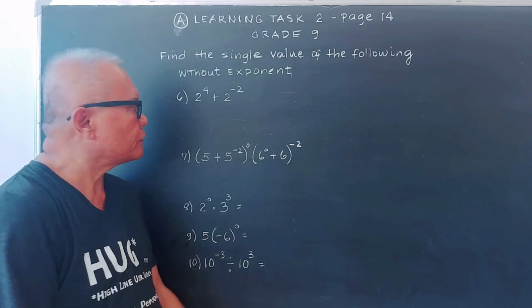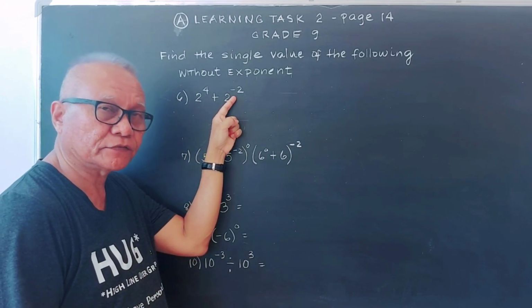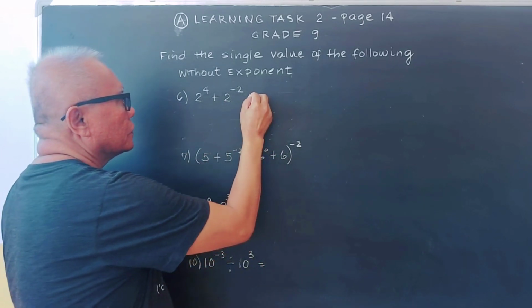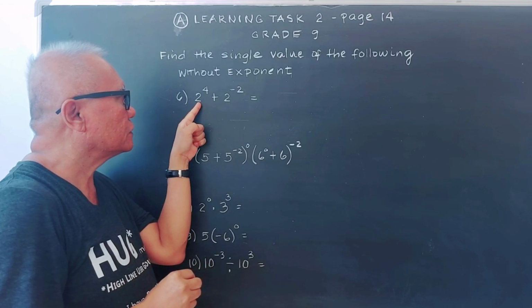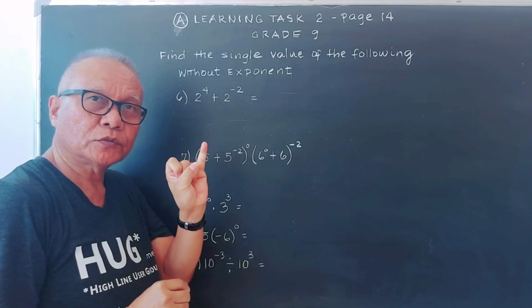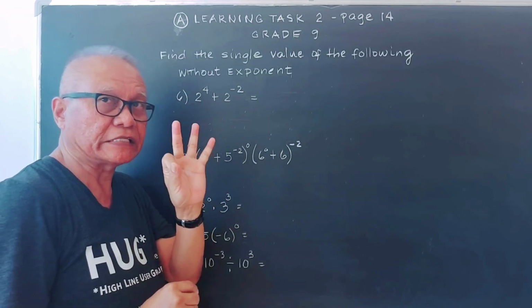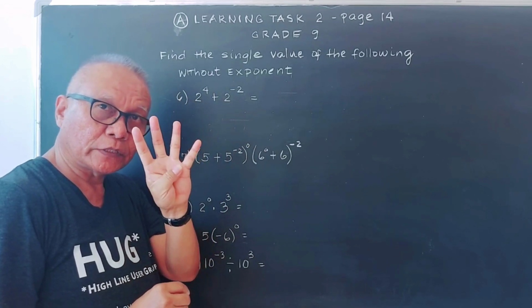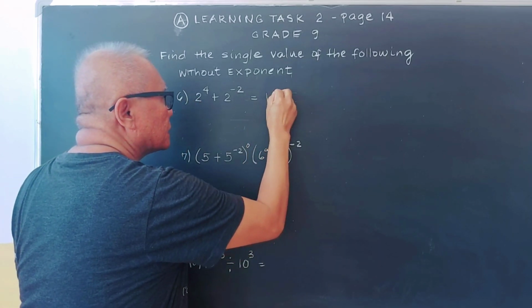Number 6, we have 2 to the 4th plus 2 raised to negative 2. Okay, equals 2 to the 4th is 2 times 2 is 4 times 2 is 8 times 2 is 16. Kaya ito ay 16.